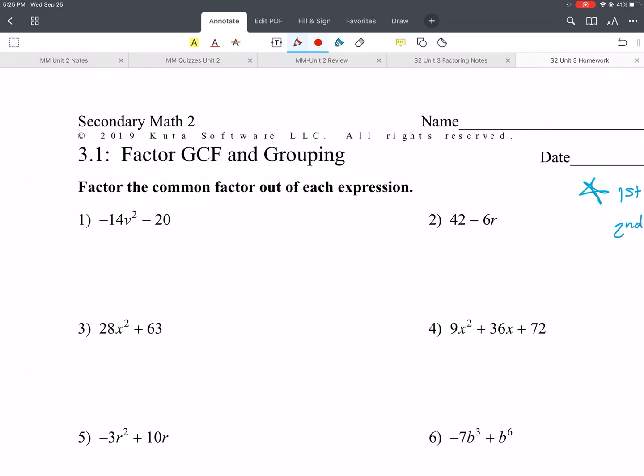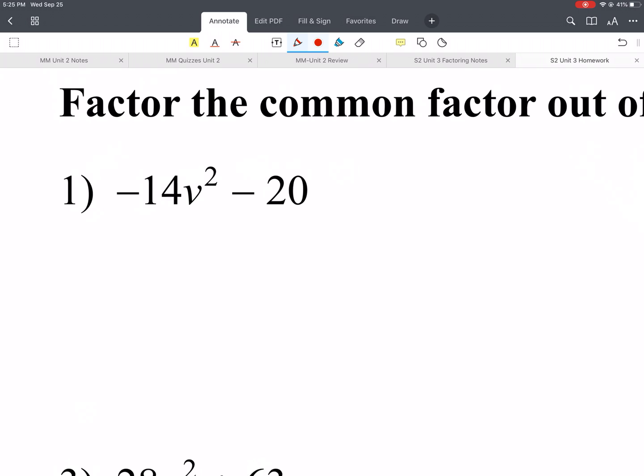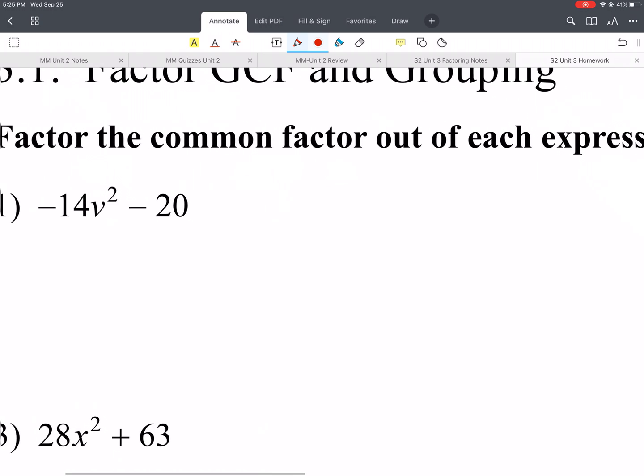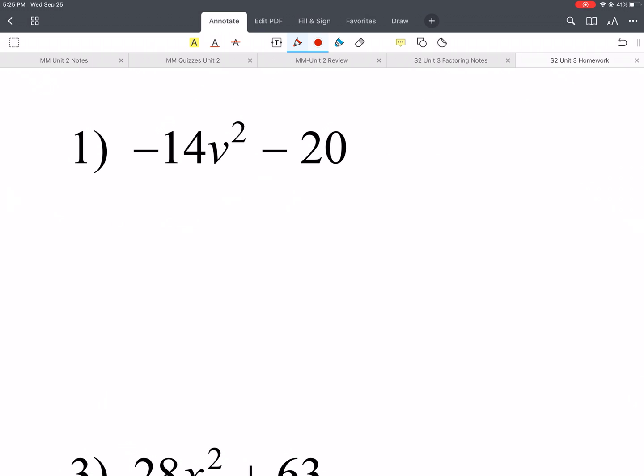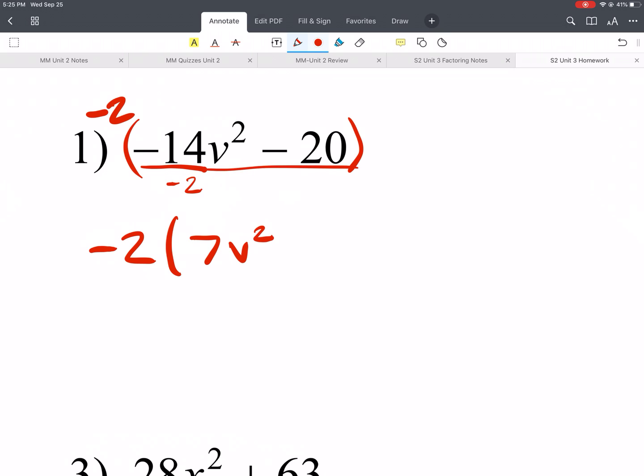So here, again, we have a leading negative. So all we need to do is the greatest common factor. It says factor out the common factor for each expression. So we're not grouping here. Grouping will be the next page. But here, since it's a leading negative, the negative is included. So we could factor out a negative 2. So we'd get negative 2 times, well, 14 divided by a negative 2 gives us 7v squared. And then negative 20 divided by negative 2 gives us a positive 10.